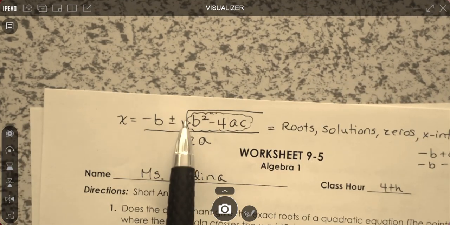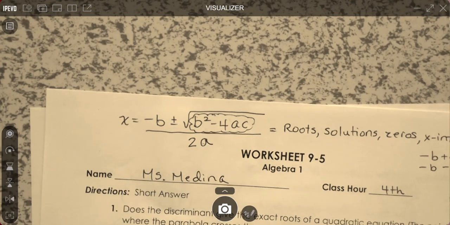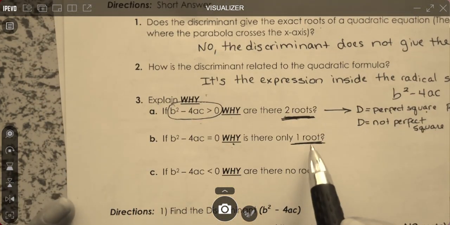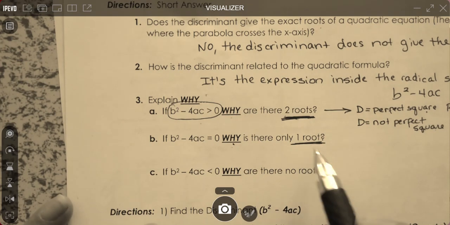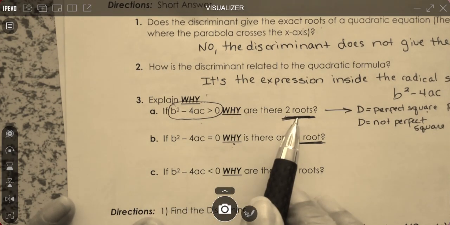So when the discriminant is 0, the numerator is going to stay the same. And if the numerator stays the same, that's why we're only going to end up with one root. If it's 1, 1 is greater than 0, which means you're going to end up with two roots.